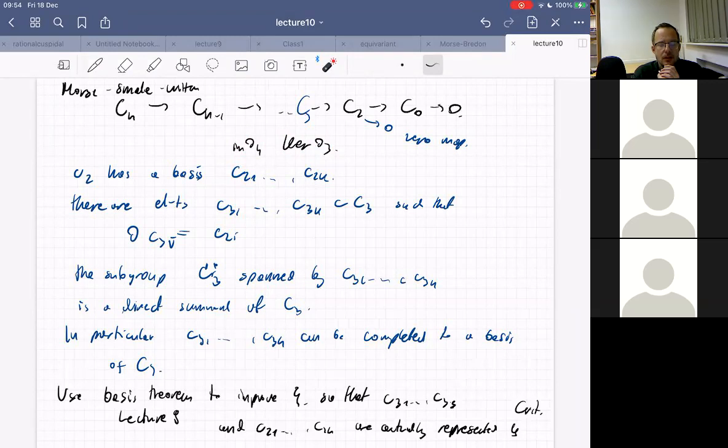Let's consider Z4 and multiplication by 2. Then Z4 doesn't split. But if we knew that C2 is projective... wait, no, not that. This doesn't follow from projectivity. This follows from the fact that the kernel of D3 is a direct summand, so we can write C3 is the kernel of D3 plus some subspace C3 tilde.